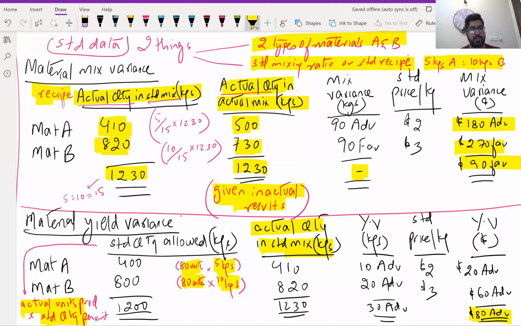This is material mix and material yield variance. Look at the strategy. Follow the format. Make the format. Fill the second column first, actual quantity and actual mix, given in actual results. Copy the same here, apply the standard mixing ratio, 5:10, and you got it. For yield variance, the actual quantity standard mix comes from above, the second column, standard quantity allowed needs to be calculated, and the kgs into price per kg into currents, okay? So I want you to copy the solution, and if you have any questions, please ask.